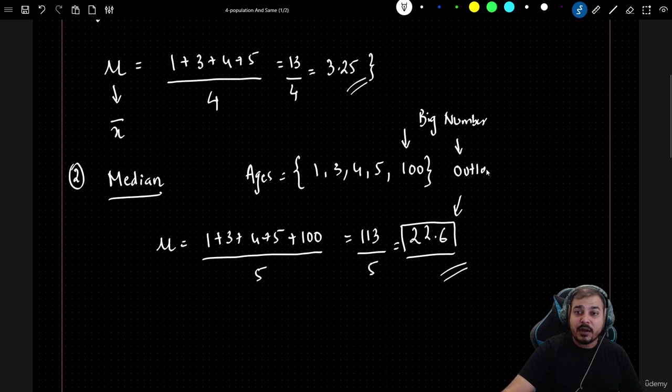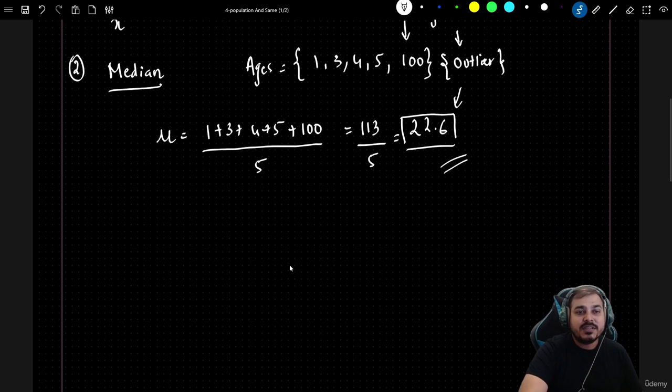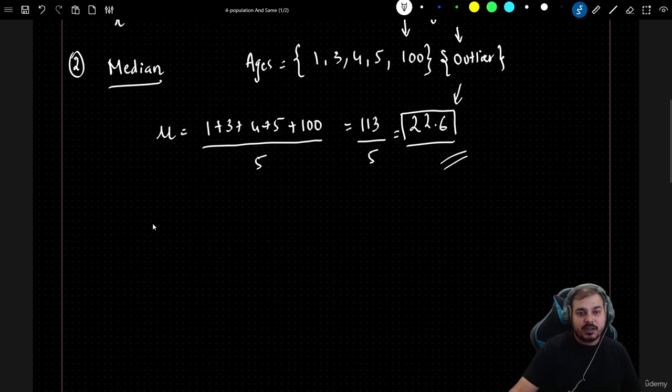I'll be discussing outliers in much more depth, and how we can use different techniques to remove them, okay? But just understand this. In order to overcome the impact of this particular big number, what we do is use something called the median. Now let's consider how the median works.